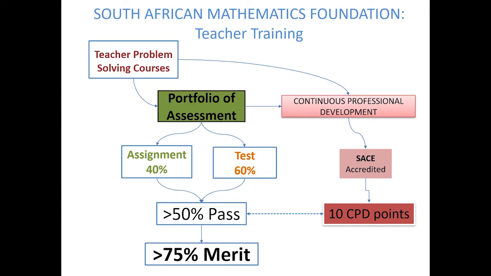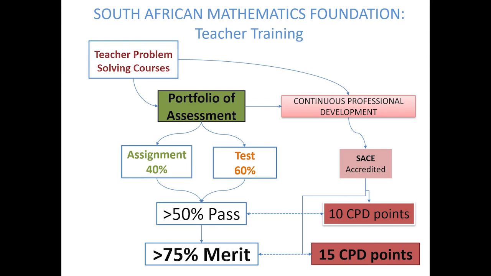All our courses are SACE accredited, so a pass of more than 50% will give you 10 CPD points, while a merit pass of more than 75% will give you 15 CPD points for every course that you do.